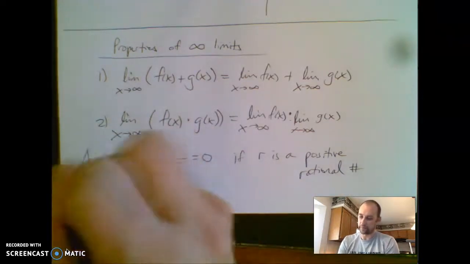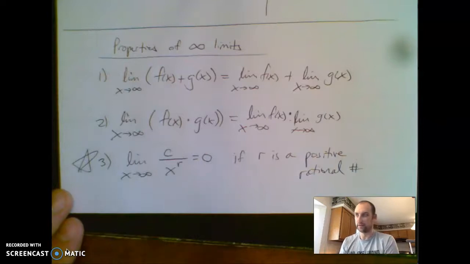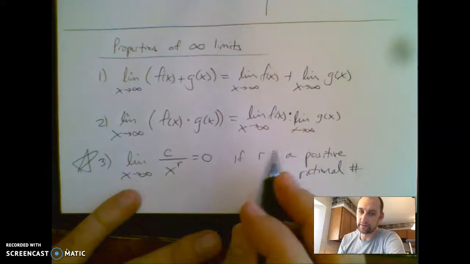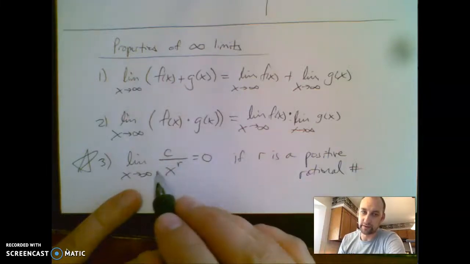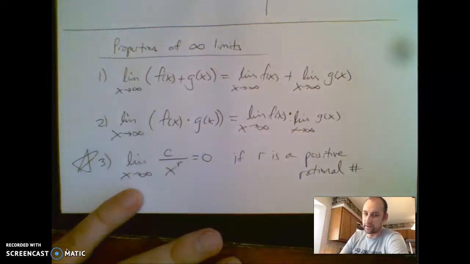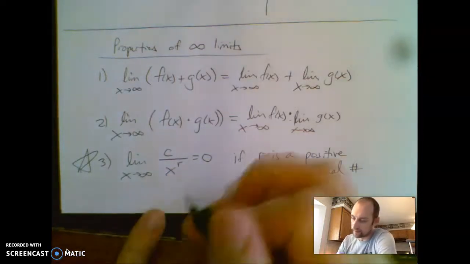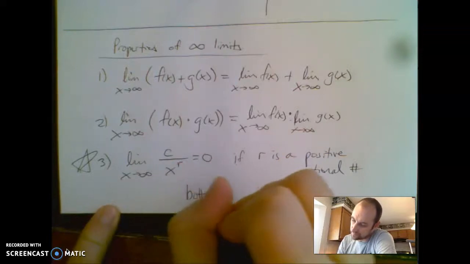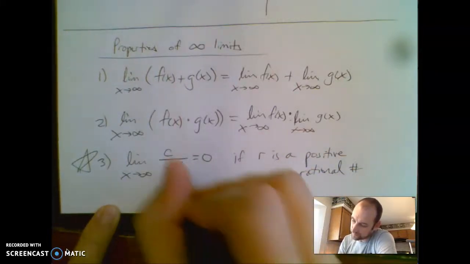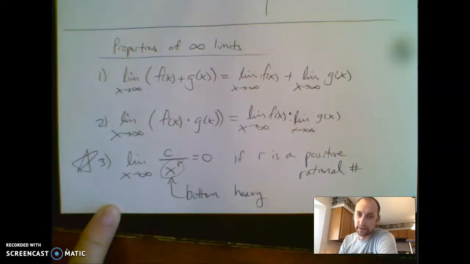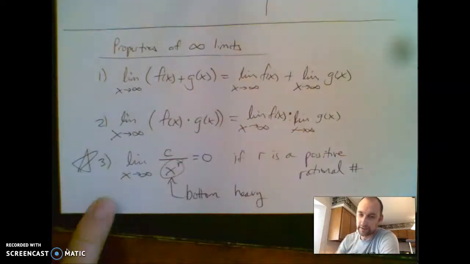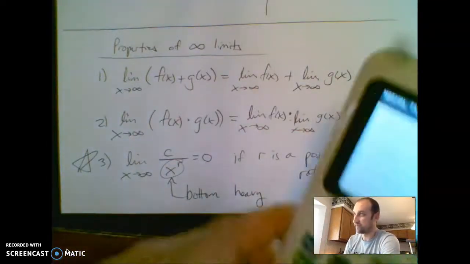The important one, the most important one, is this guy, because this is going to lead into some of our other tricks later on. As long as r is a positive rational number, then if you ever have c, that's c for constant, over x to the r, I call these bottom-heavy graphs, because there's x's in the bottom. The limit equals 0, and that may seem crazy at first because you're putting an infinity in there.